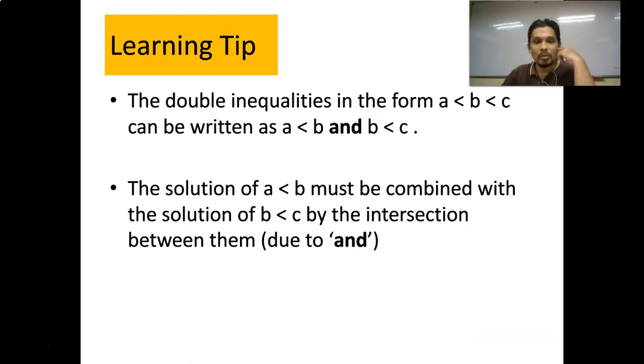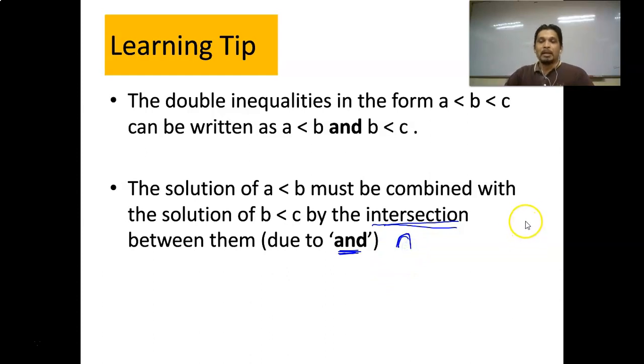So the double inequalities in the form of A less than B less than C can be written as A less than B and B less than C. The solution of A less than B must be combined with the solution of B less than C by the intersection, due to the "and". Intersection, we also call, referring to the term of "and", with a symbol of intersection here.